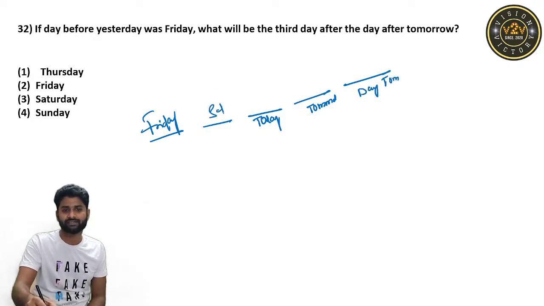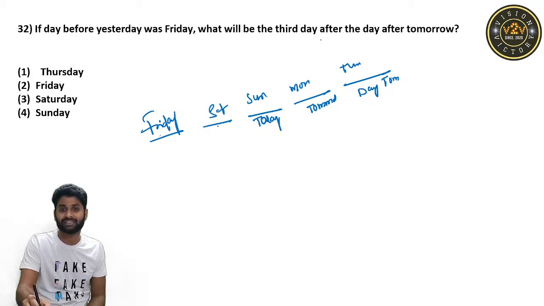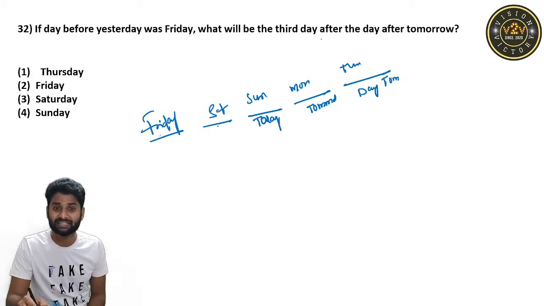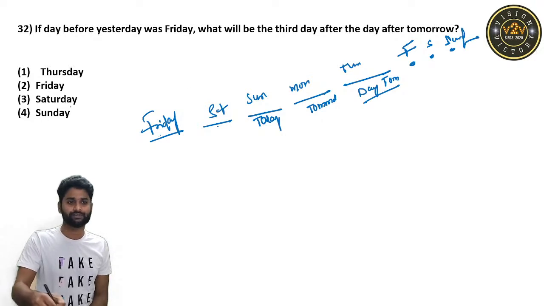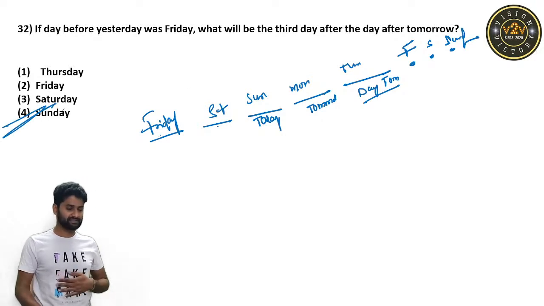Now Friday, Saturday, Sunday, Monday, Tuesday. Guys, the day before yesterday is Friday. What will be the third day after day after tomorrow, guys? We need the third day. This is day after tomorrow. First day, second day, and third day. Thursday, Friday, Saturday, Sunday. So according to the question, Sunday is the correct answer.